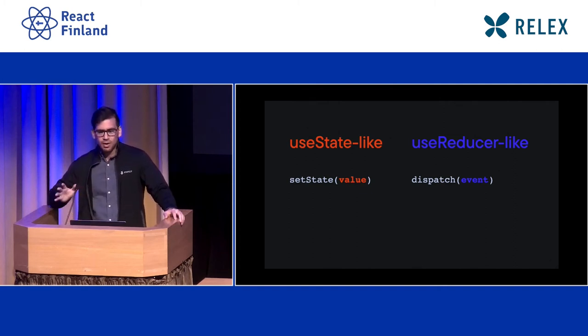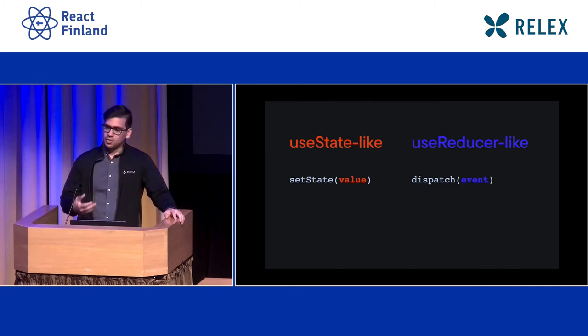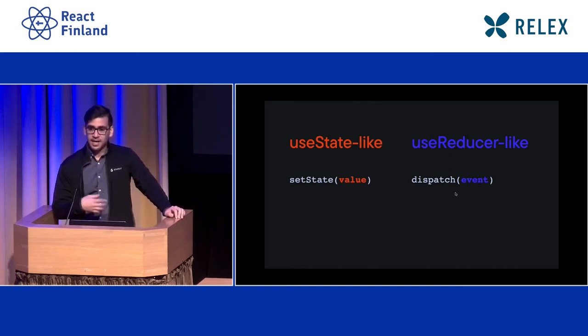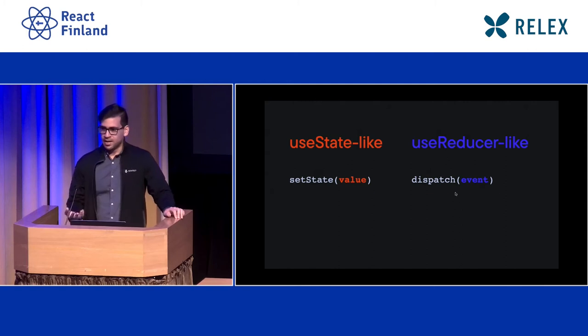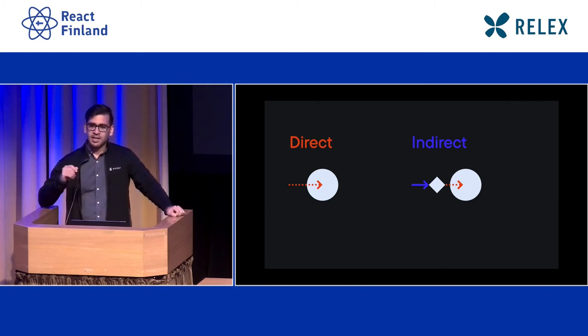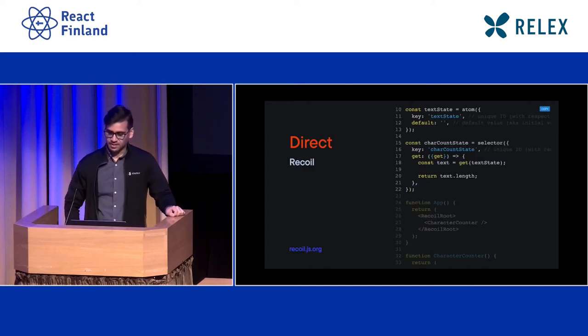them into two rough categories. Some are useState-like, where we're directly manipulating states, and some are useReducer-like, where we're indirectly manipulating states by dispatching events, or actions as it's called in Redux. But let's simplify this even further. Instead of useState and useReducer-like, we have direct and indirect ways of managing this state. So let's go through a few libraries and see what the landscape looks like today.